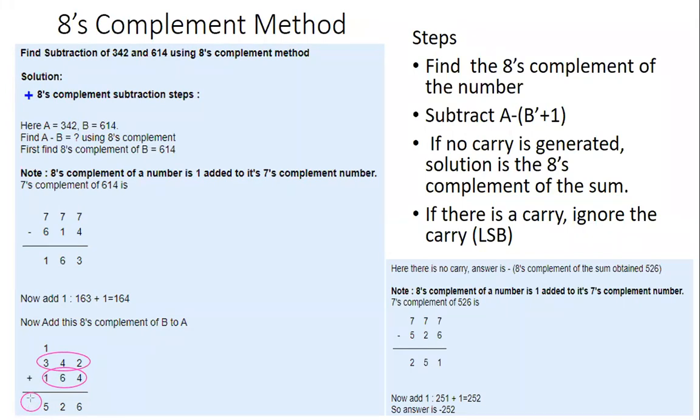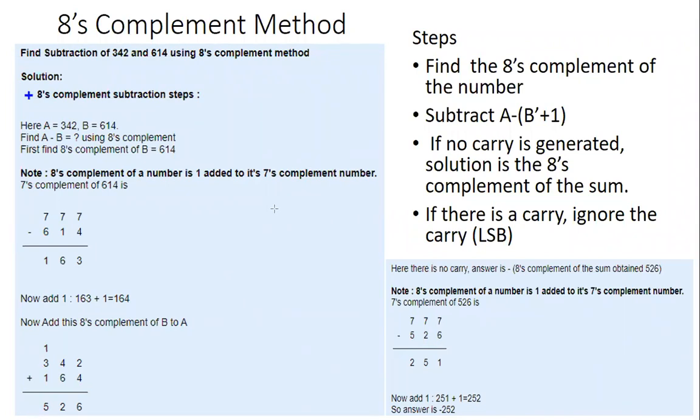The solution is the 8's complement of the sum with a negative sign. So clearly the solution is the 8's complement. First you have to take 777 minus 526, you'll get the 7's complement. Add a 1, you'll get the 8's complement. So the solution is the 8's complement of the answer, this value 525, whatever we got over here, with the negative sign.